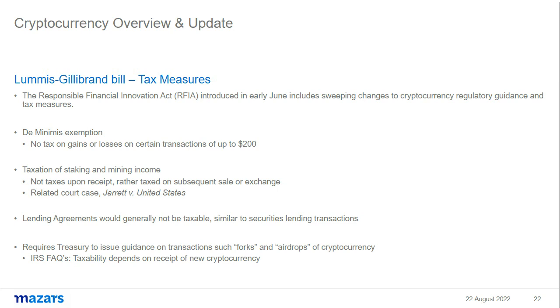Some other tax measures highlighted include cryptocurrency lending agreements, which would generally not be taxable, which is similar to securities lending agreements. And along with several other directives, one requires Treasury to issue further guidance on transactions such as forks and airdrops, which are currently included in the IRS FAQs I mentioned earlier, but lack regulations to support it.